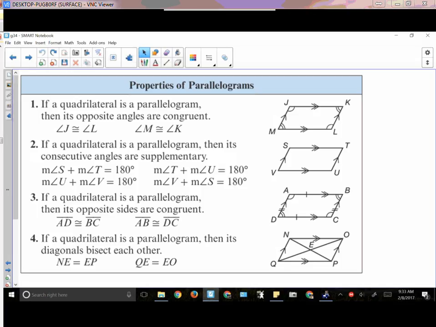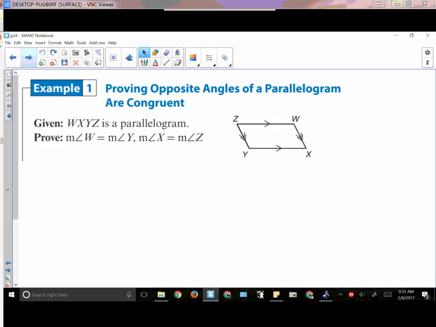So, let's go and do this. I want to prove that opposite angles of a parallelogram are congruent. Okay. So, does this mean that z is the same as x? Does this mean that y and w are exactly the same? Is that what the opposites would be? Okay. So, we need to prove that these are congruent.